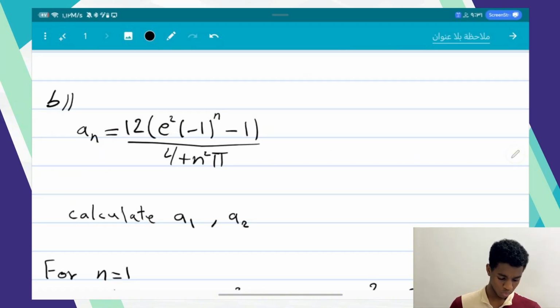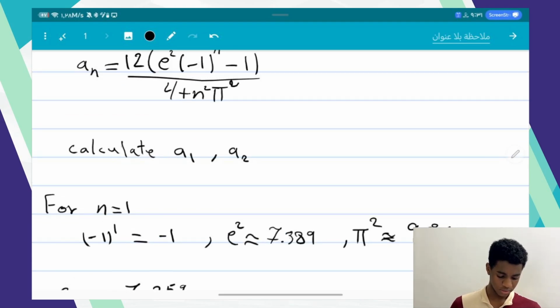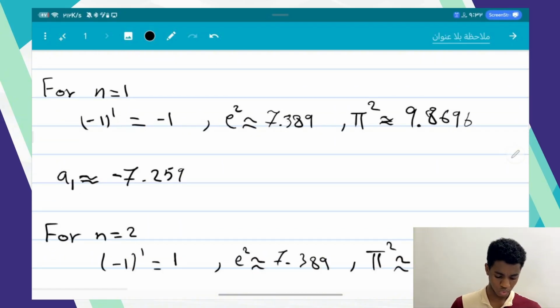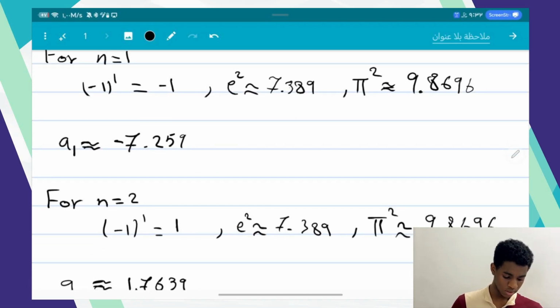For part B, we already got an is equal to 12 times (e^2 times (-1)^n minus 1) over 4 plus n squared π squared. So we need to calculate a1 and a2. For n equals 1, (-1) to the power of 1 is equal to minus 1. And e^2 is equal to 7.389, π squared is equal to 9.8696. So we use the calculator to calculate a1, which gives us minus 7.259.